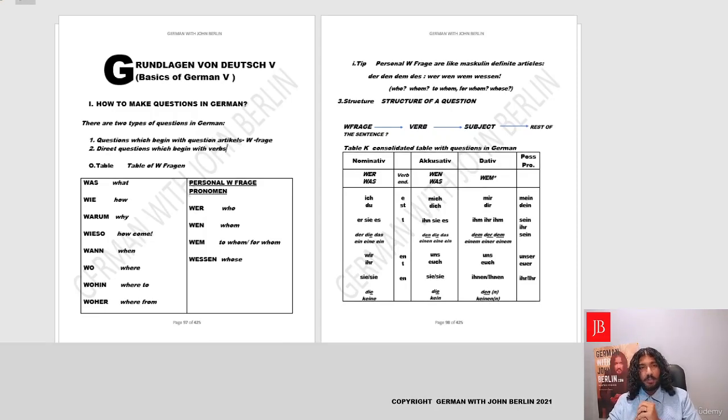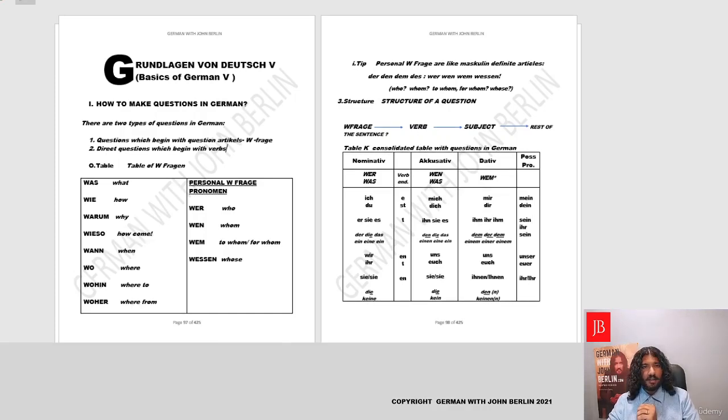Genau. So there are two types of questions in the German language. Firstly, some questions begin with a question article. Like in English, you have how, when, yes. Genauso in German, there are certain question articles. Since they begin with the letter W, as well as in German they begin with W, that's W. They're also known as W-Fragen.